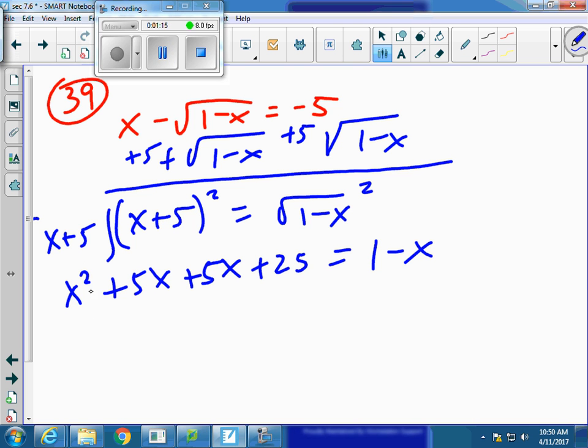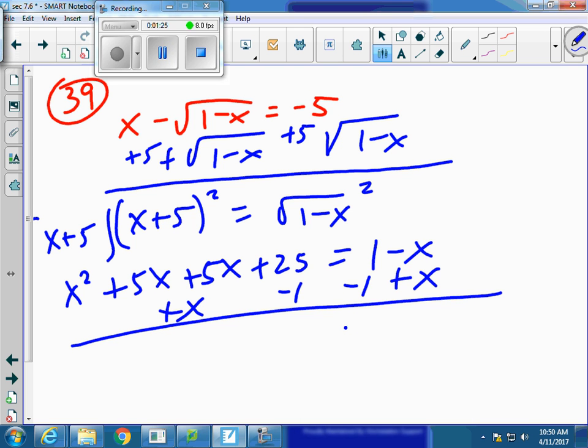Because we have a quadratic here, we're going to move these to this side, so I have one side that says equals 0. So I've moved everything off the right side, so it says 0. On the left side, I have x squared. 5 plus 5 plus 1 gives me 11x. 25 minus 1 is 24.